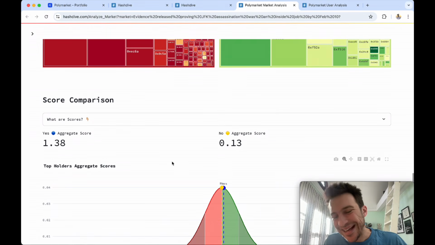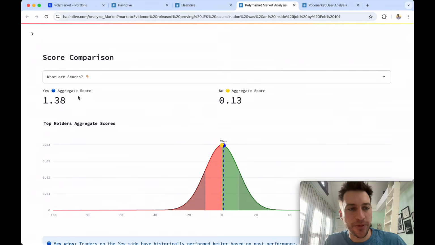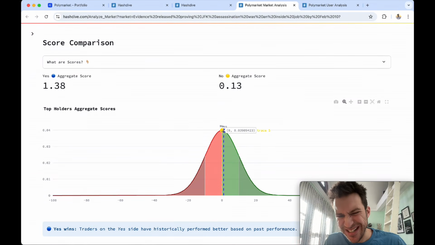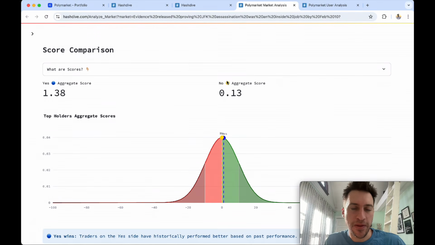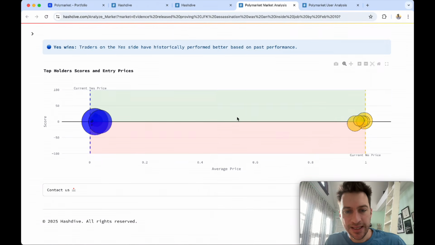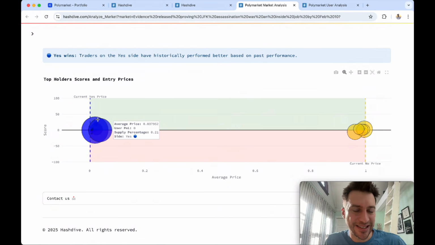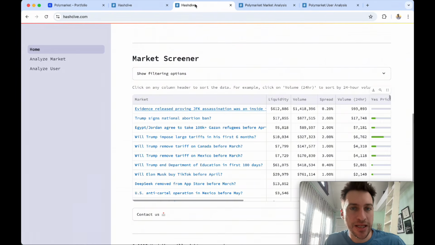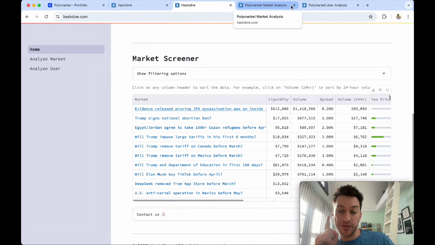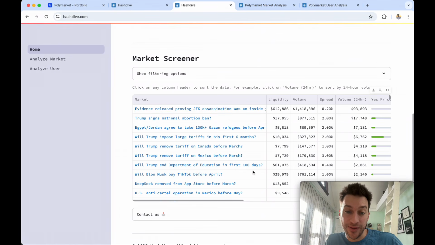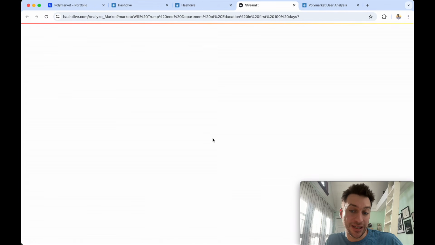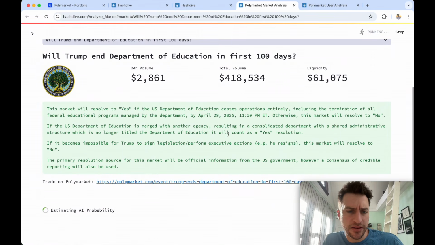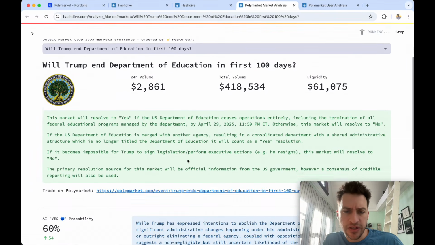So that is what it's trying to do here. And you can see that it's not that different. So basically people buying yes have performed a little bit better, but not that much. If you look at the value of the people buying no versus buying yes, this is irrelevant. What you really want to look for, guys, in a market is a vast difference between the people that have historically made money and the people that have historically lost money. That is going to give you a lot of interesting tidbits of information. Like this one, it only has $418,000 worth of money traded, but $61,000 of liquidity.